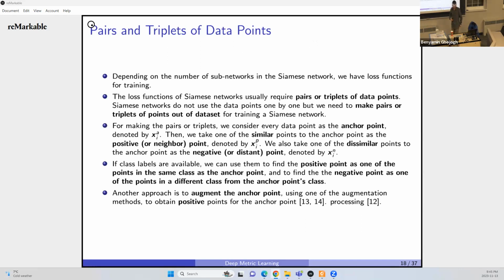So, for training Siamese networks, we need to prepare its data. We can't use raw data. We need to prepare pairs or triplets of data. How do we do that?